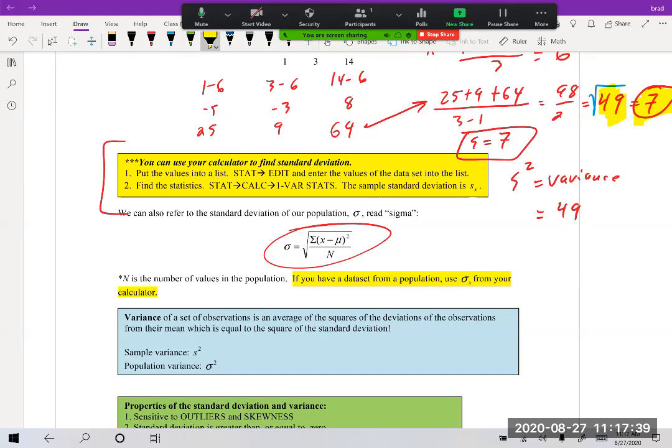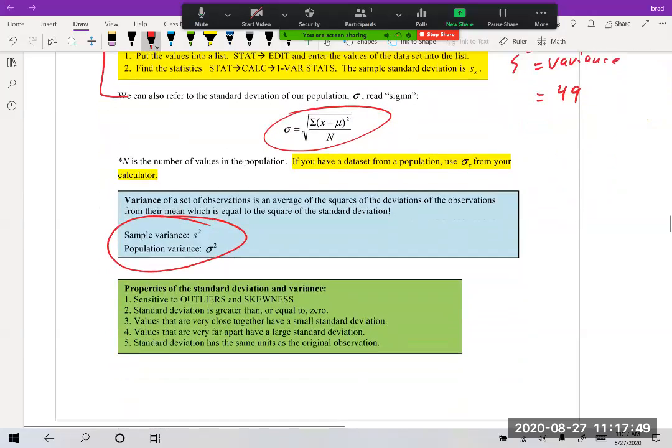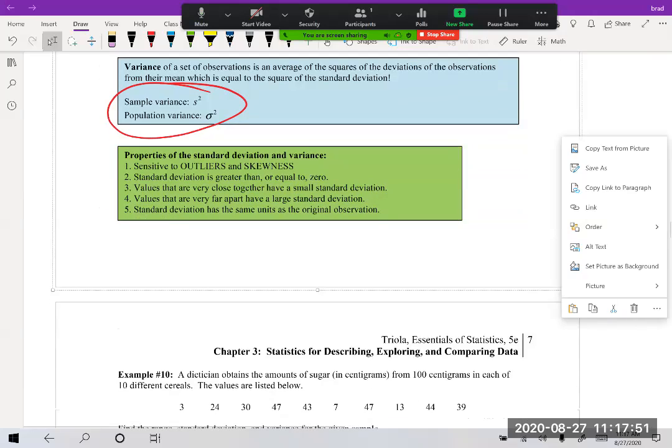Me personally, in general, I want to know standard deviation more than variance, okay? But they go hand in hand. If you know one, you know the other. And this is the relationship between them right here, okay, for sample and population.